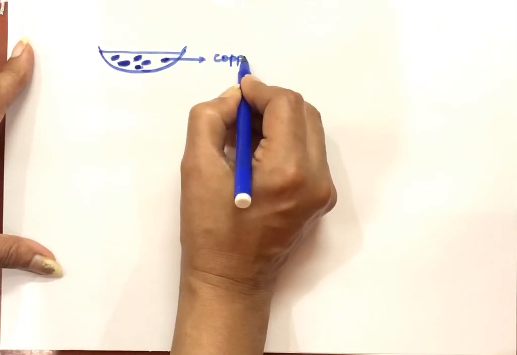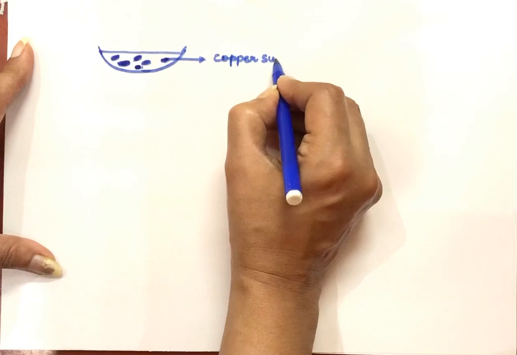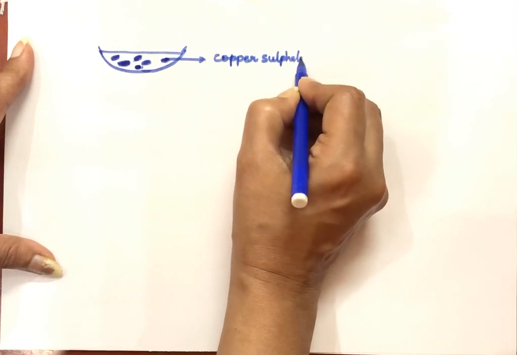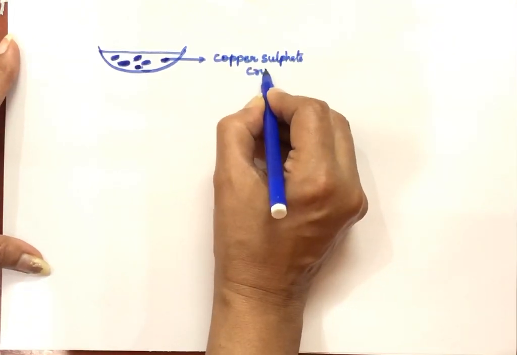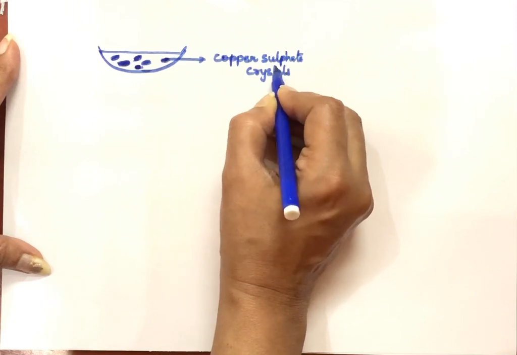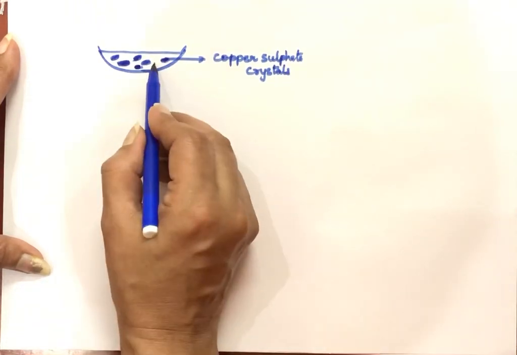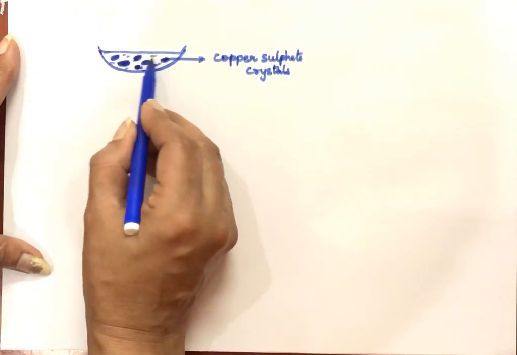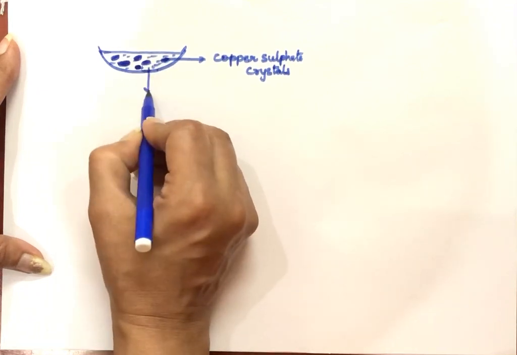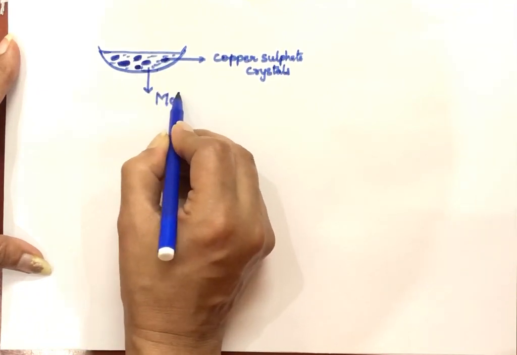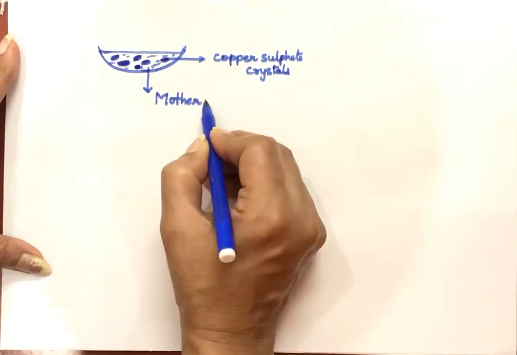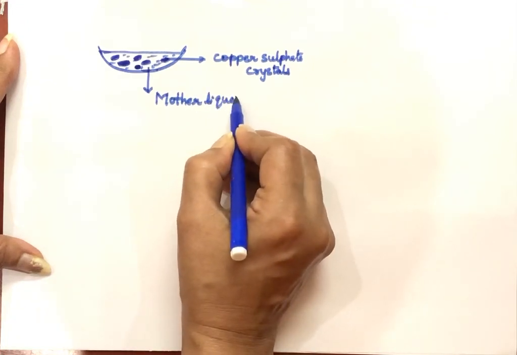These are the copper sulfate crystals. That means it is pure copper sulfate. And all the soluble impurities that we wanted to remove will remain in this liquid here. This liquid is called mother liquor.